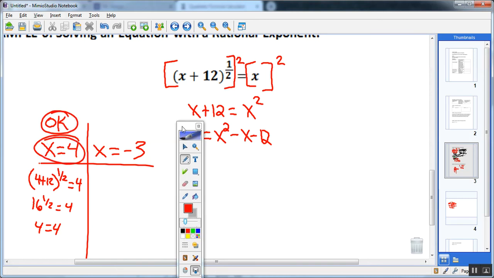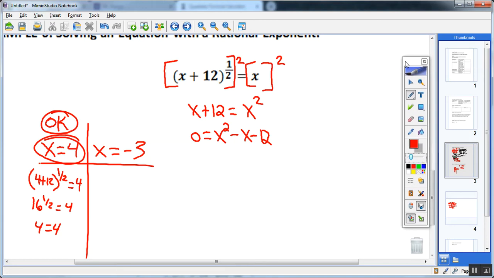What do you think is going to happen with negative 3? Well, let's check. What's negative 3 plus 12, kids? 9. 9 to the 1/2, or the square root of 9. We're really going to call it what here in this case? Ooh, is this good? Nah, it's not good. That's a problem.